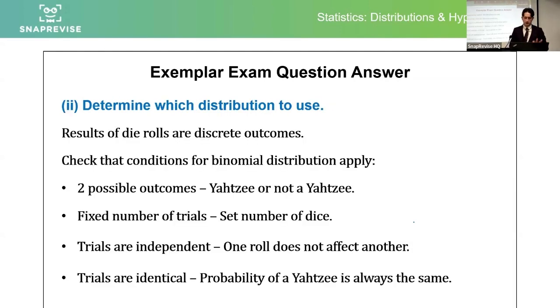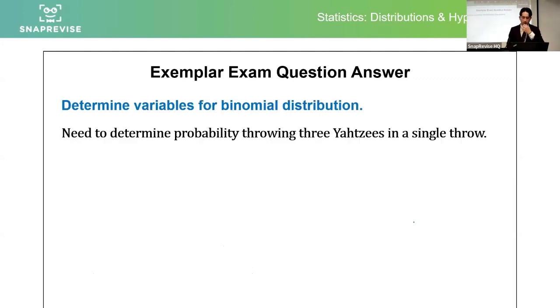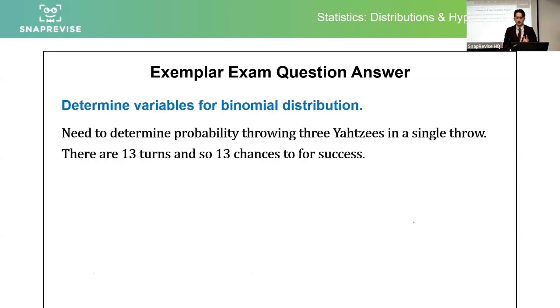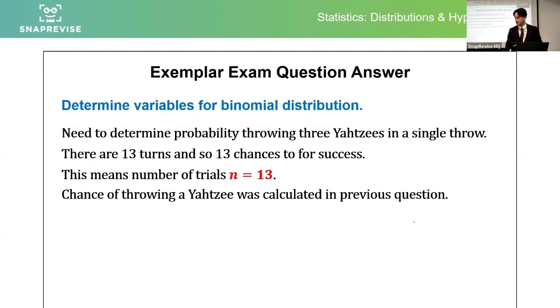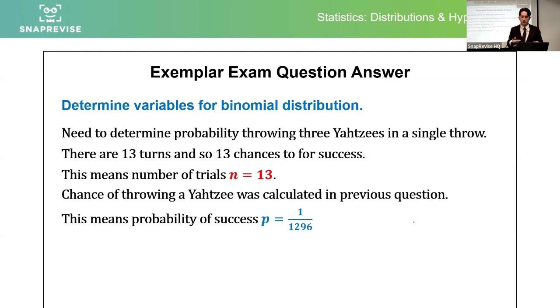So what we know, just check that that fits the framework for a binomial, is there are 13 turns for this part of the question. So 13 chances for success. So 13 is therefore n. Now, the chance of throwing a Yahtzee is basically the probability they gifted us in part A. So 1/6 to the power of 4, which you could work out if you wanted. You got your calculator, you could give that as a fraction, 1/1296. That's the probability of a successful Yahtzee.